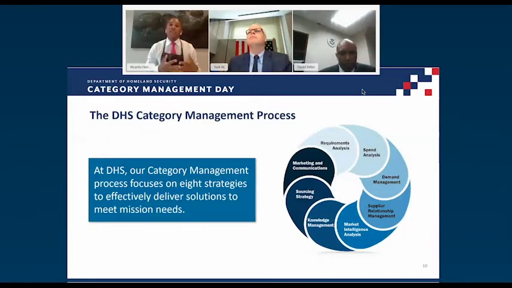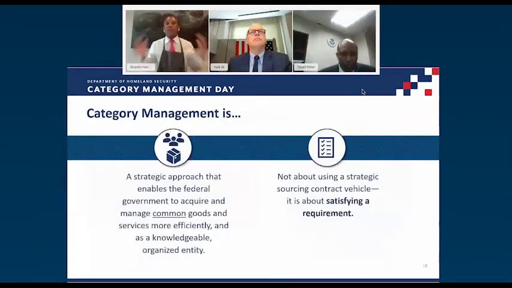So that's one of the reasons why when somebody mentioned consolidation earlier, I just wanted to make sure that it's not necessarily about consolidating contracts or consolidating department-wide requirements into just one contract vehicle. It really depends. We have to go through a lot of different steps to make sure that we are making an informed decision when we actually do decide to go out and purchase something.